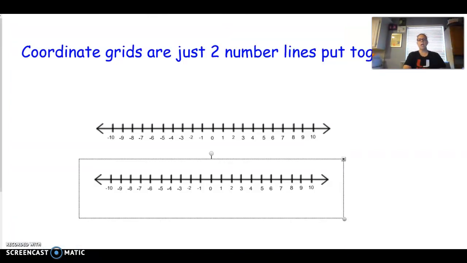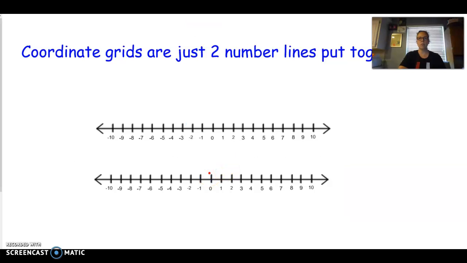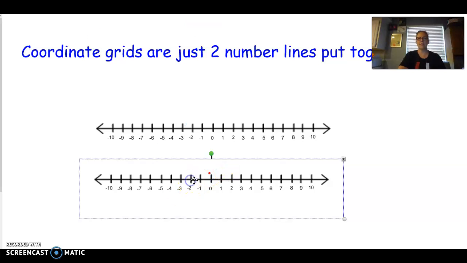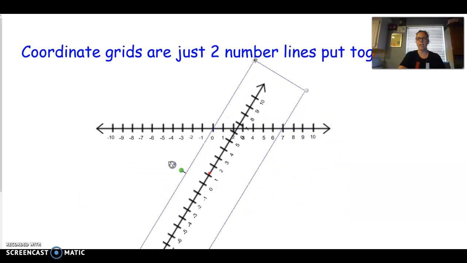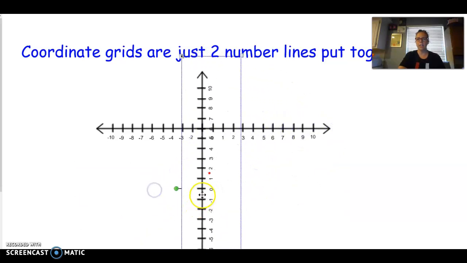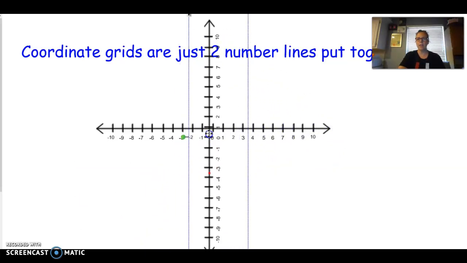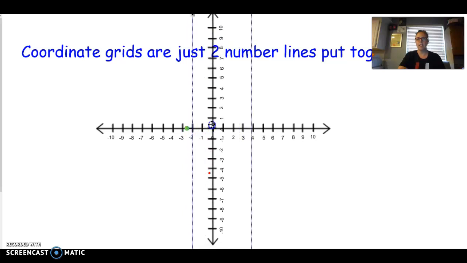Okay, so coordinate grids are just two number lines put together. So we talked about number lines. You see how we have positives to the right, negatives to the left. And then if we change this to what I want it to be changed to, there we go. If we turn it like this and turn it vertically and move it to right here, then all of a sudden we have a coordinate grid where we have, you do not have to draw this one.